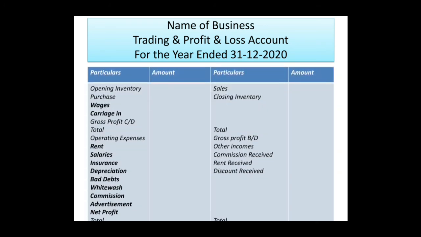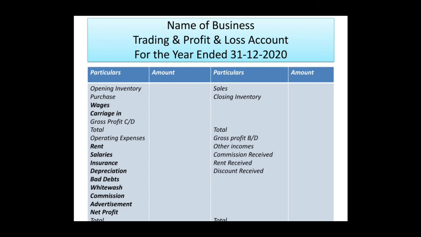Now we see how we adjust these kinds of direct expenses and operating expenses in the trading and profit and loss account. As you know, we have to prepare an income statement or trading profit and loss account, and both types of expenses, direct expenses and operating expenses, are recorded in these documents. So first we record the direct expenses. Expenses are recorded with the purchase.